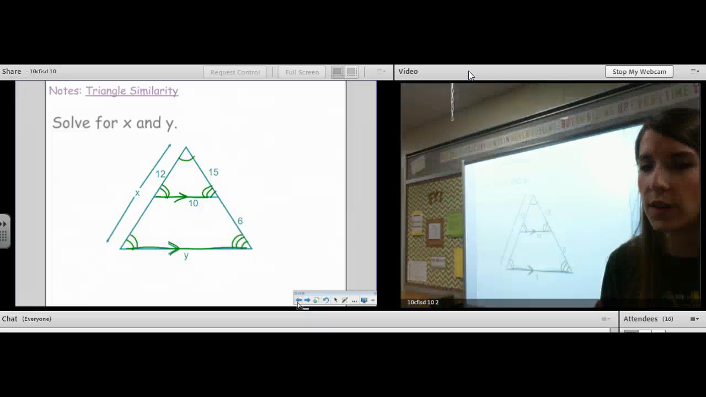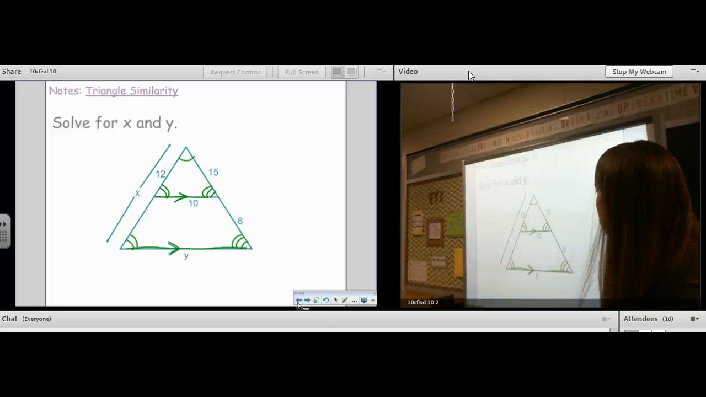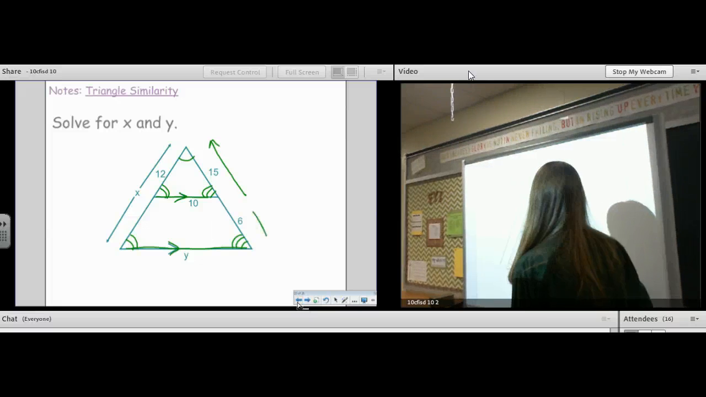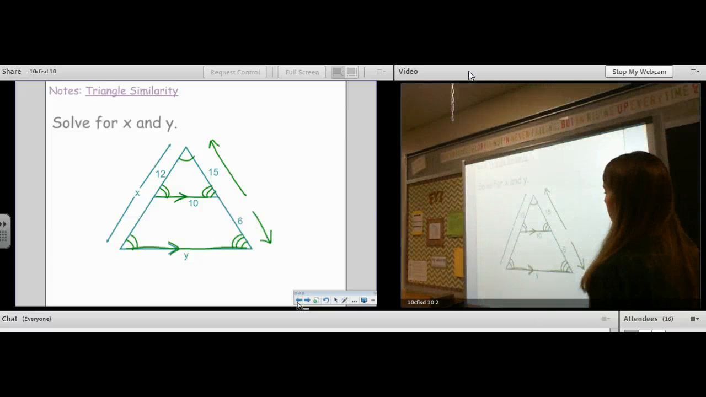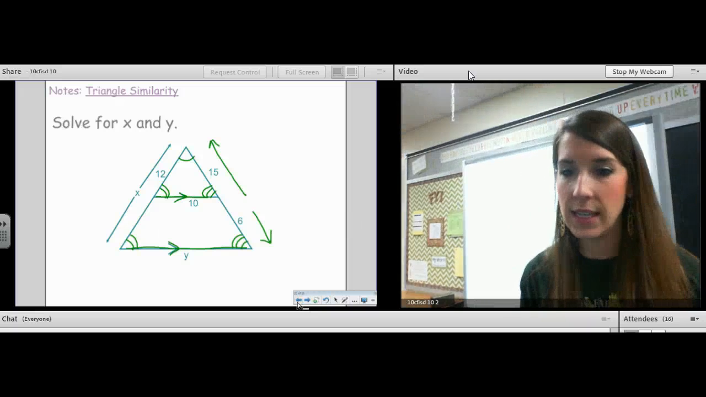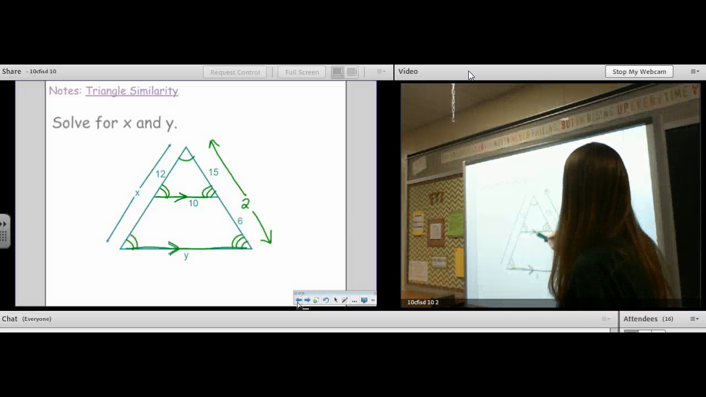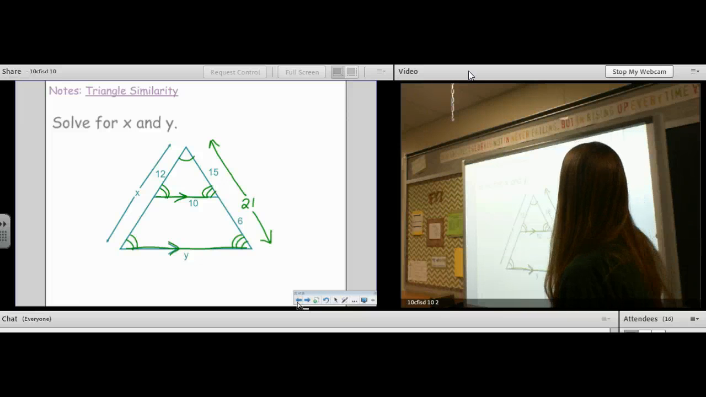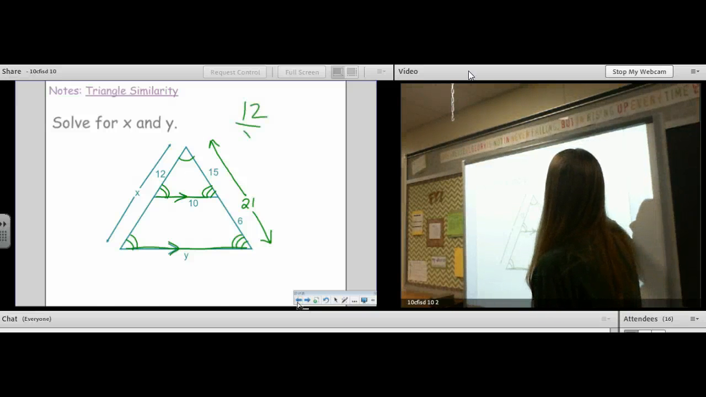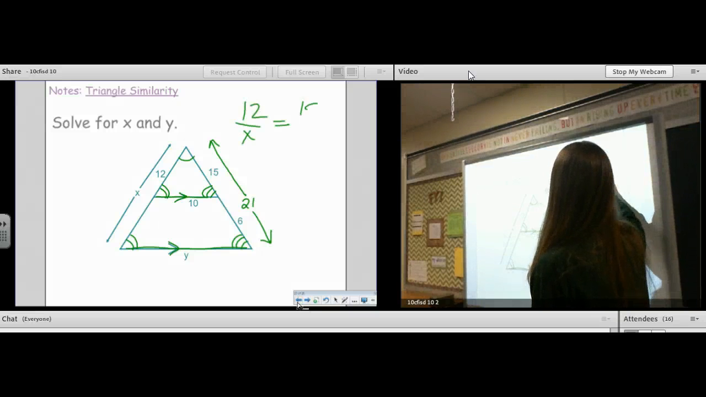Let's do x first. This is really important, guys. This is an important problem. You need to find that whole side. 15 plus 6 is 21. So I'm going to say, how do I want to do that? 12 is to x as 15 is to 21.